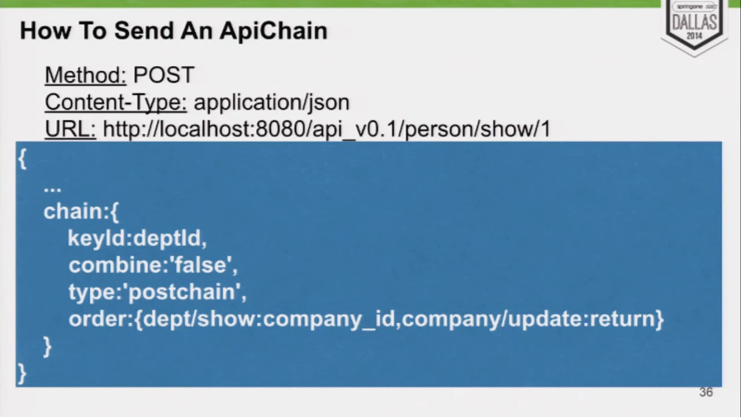You also have to pass the initial referential key from the beginning chain. So the beginning chain passes an initial referential key of department ID for department show. Then department show sends its referential key of company ID to company update. Company update is the last one in this, and then it hits return. Pretty simple.